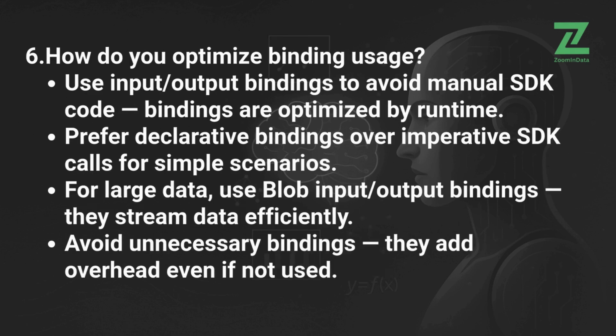How do you optimize binding usage? Use input/output bindings to avoid manual SDK code. Bindings are optimized by runtime. Prefer declarative bindings over imperative SDK calls for simple scenarios. For large data, use blob input/output bindings. They stream data efficiently. Avoid unnecessary bindings. They add overhead even if not used.